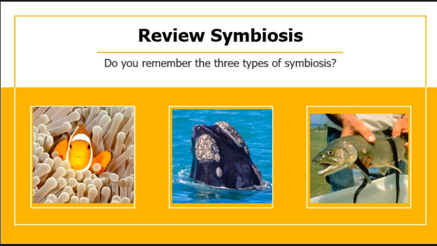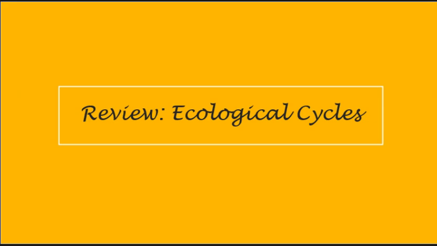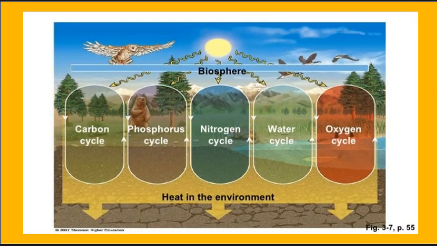All right, so that's a review of the previous module, or was it just last week that we talked about that? That was just last week, right? Okay. All right, we're going to review now the cycles that we find out there in the world. We call them the ecological cycles. These would include the carbon cycle, the phosphorus cycle, the nitrogen cycle, the water cycle, and the oxygen cycle.